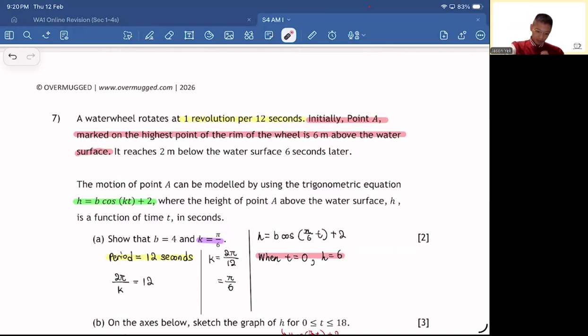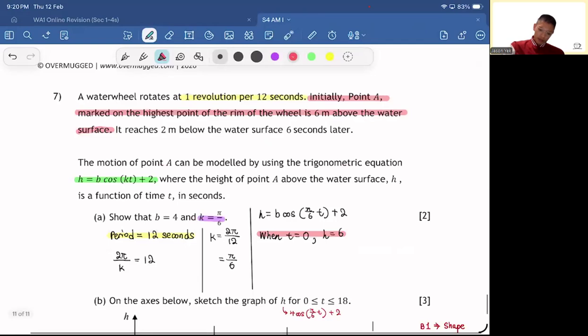Okay, so let's do that. Sub in the value, you are gonna get 6. Okay, I'm sliding down. Give me a moment. Okay, 6 equals to B cosine 0 plus 2. Cosine 0 is 1, so B plus 2. B is equals to 4.